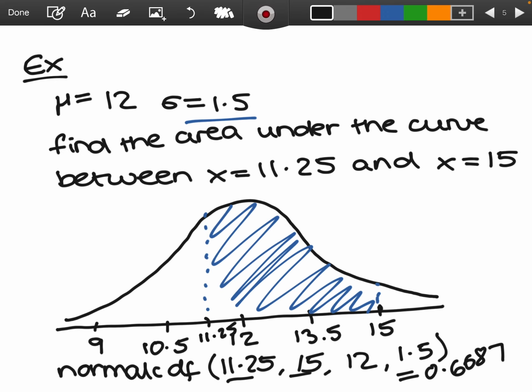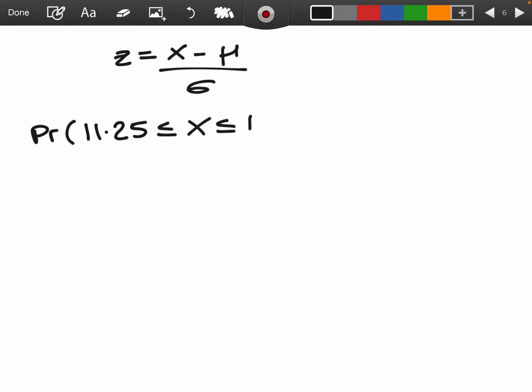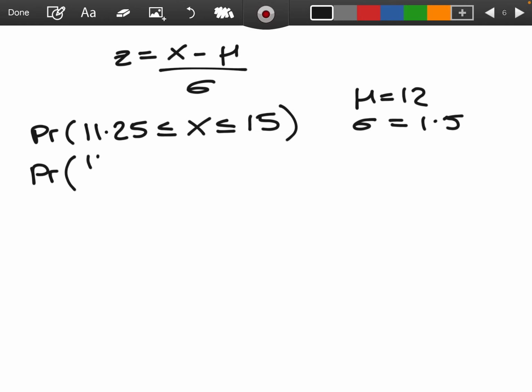So in terms of our standard normal distribution, we should be looking at what's the probability that z is between negative 0.5 and 2. We know that that should be the case, but let's go ahead and use our formula to show that that is the case, to convert between the two. So in this case, we've got what's the probability that x is between 11.25 and 15. I'm going to apply my formula. My mean is 12, my standard deviation is 1.5.